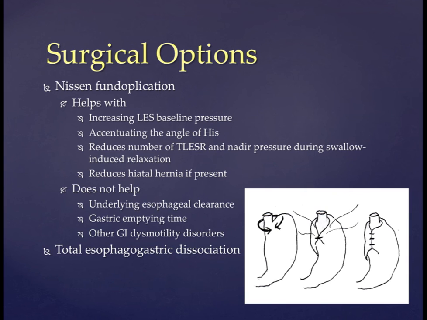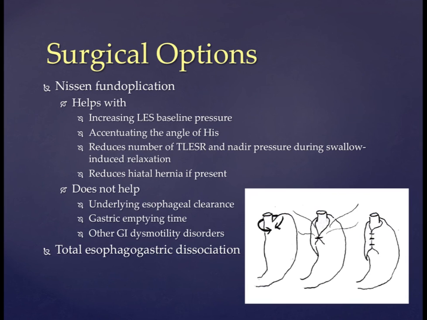It's basically where they just take the top little portion of the stomach and they wrap it around and then they staple it. So it just gives the stomach contents less places to go to reflux back up, and it also helps them drop down to the bottom of the stomach from the esophagus. It does not have anything to do with the gastric emptying time, so if that's an issue, it won't be solved by this procedure, and it doesn't help with any underlying esophageal clearance either.